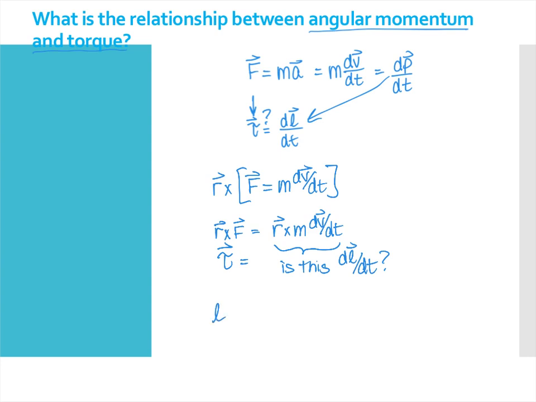So we have L is equal to r cross mv. Then let's take the time derivative of this. We have to use the product rule. And of course our mass we're going to say is constant.